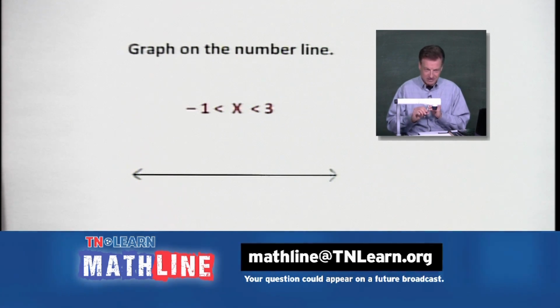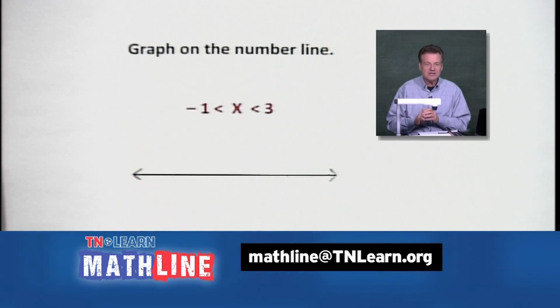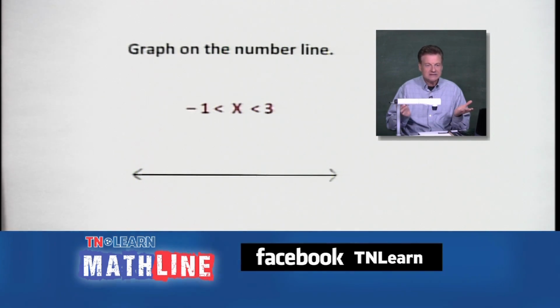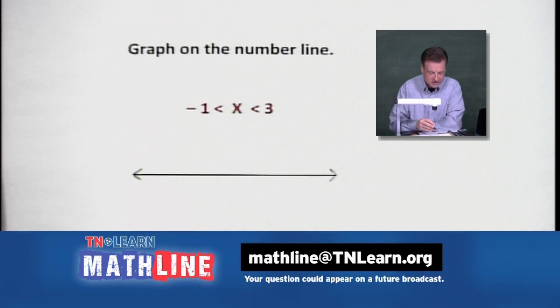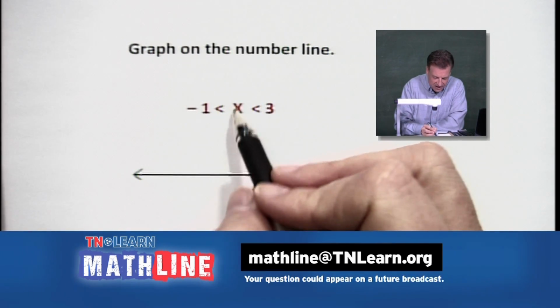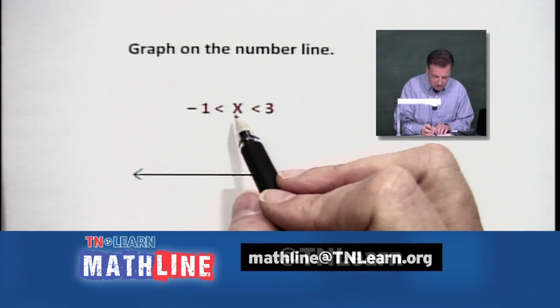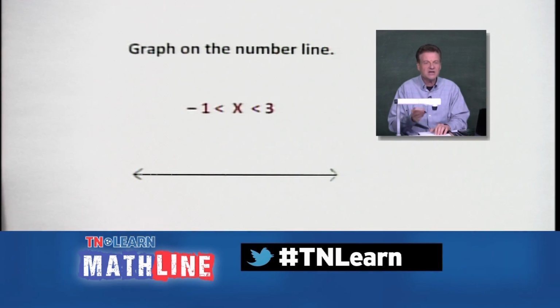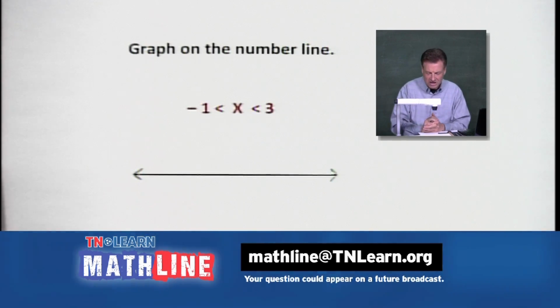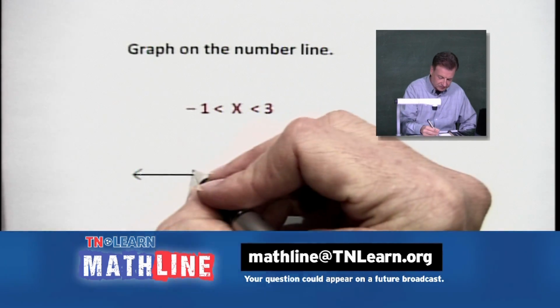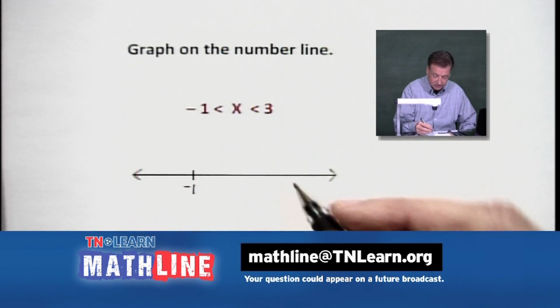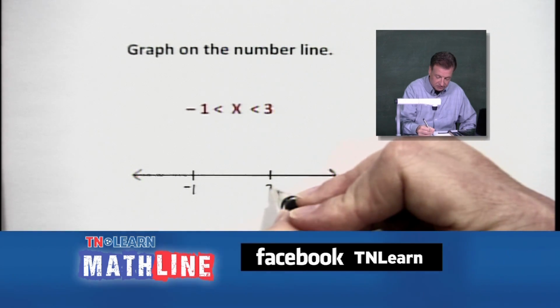Oh dear, what happens here? Well, dear friends, guess what? The variable's in the middle. There's two inequalities. What do we do? So let's take a look at it. It says, first of all, that x is bigger than -1, but x is also less than 3. So we're looking at two points of information here. We'll start at -1, and we'll start over here at 3.